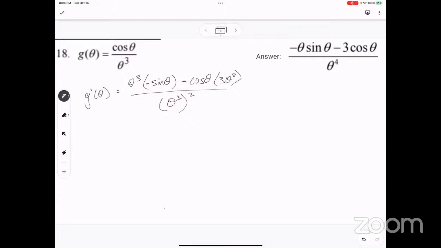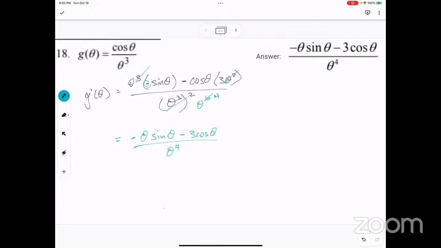But now we're going to clean this up a little bit. Got to simplify it. So this really is just theta to the 6th power. Notice that 2 of them will cancel with 2 of these and with those 2. So that's how that turns into the 4th power. And so cleaning this up, I would put this negative in front. Negative, can you see my screen okay? Yeah. Okay, negative theta sine theta minus 3 cosine theta all over theta to the 4th.